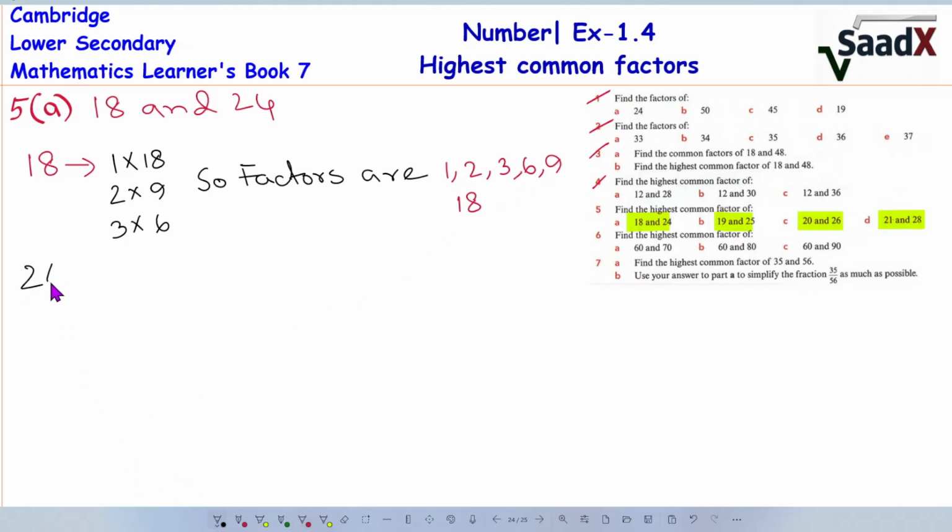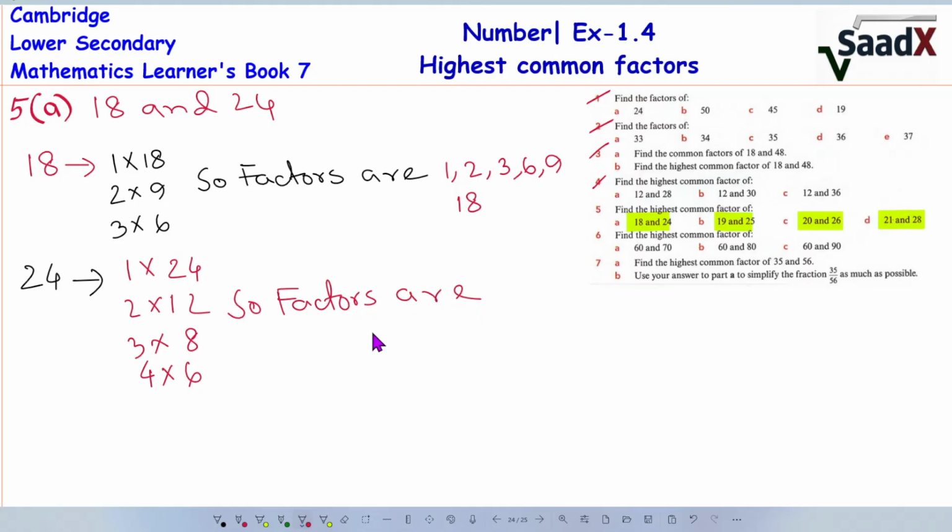Next 24. So here factors: 1 times 24, right? 2 times 12, 3 times 8, 4 times 6. So factors are 1, 2, 3, 4, 6, 8, 12 and 24.